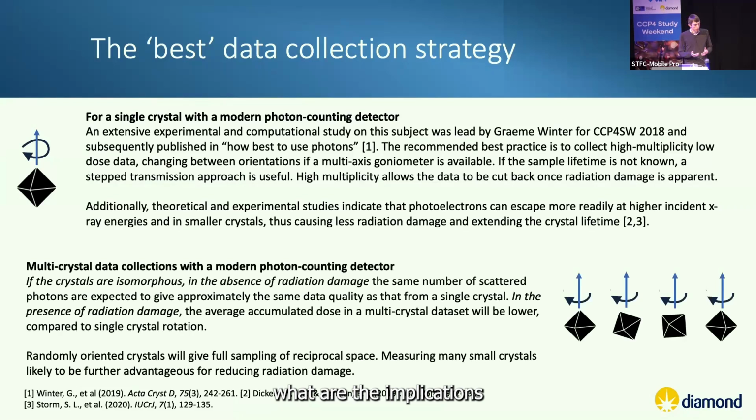So what are the implications for multicrystal data? Well, if the crystals were all isomorphous, in the absence of radiation damage, the same number of scattered photons from multiple crystals would give approximately the same data quality as that scattered from a single crystal. However, we do have radiation damage.